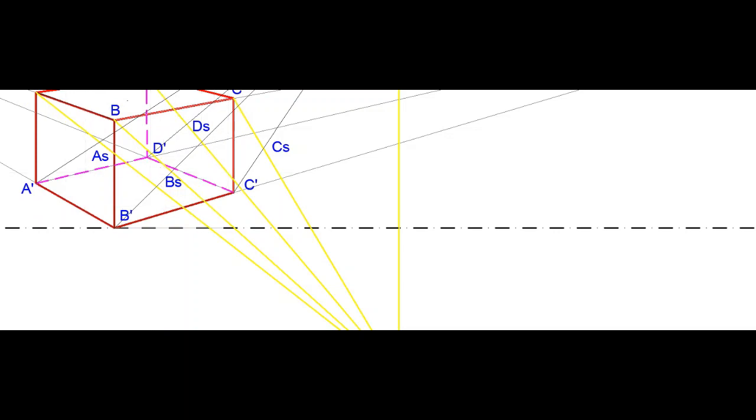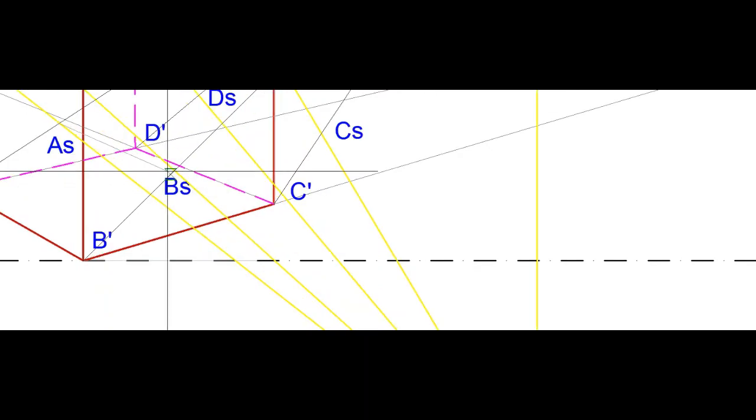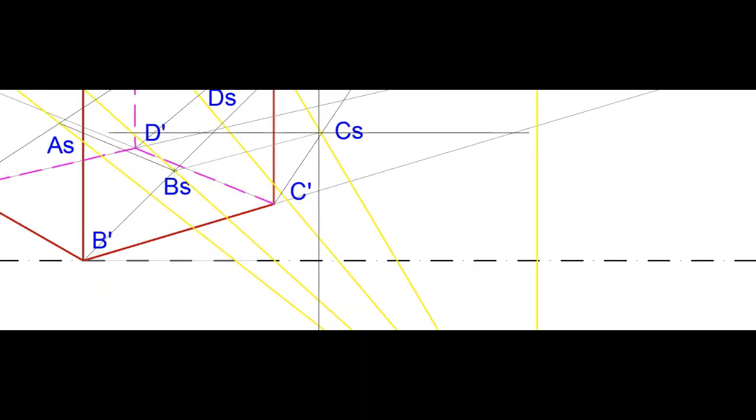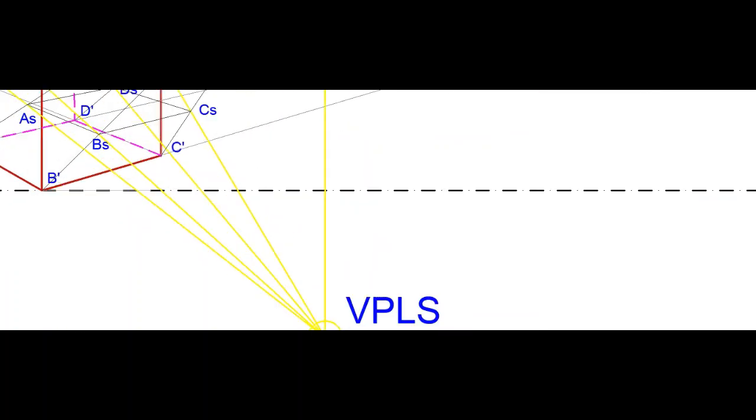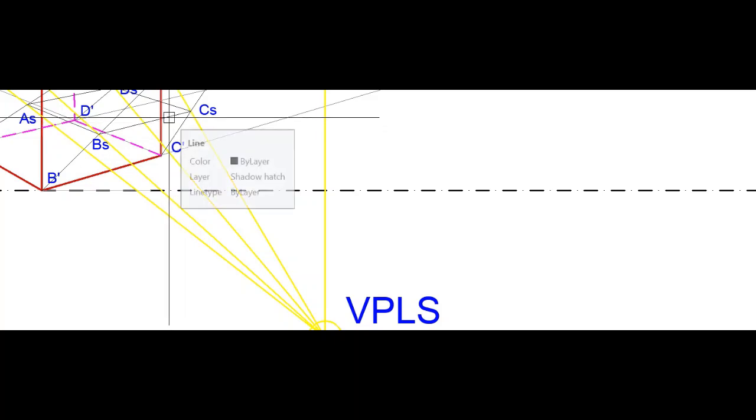So now we will join these lines, A, BS, CS. You see the shadow that has been created is only C dash and CS, and this line. Only a very small shadow has been created.